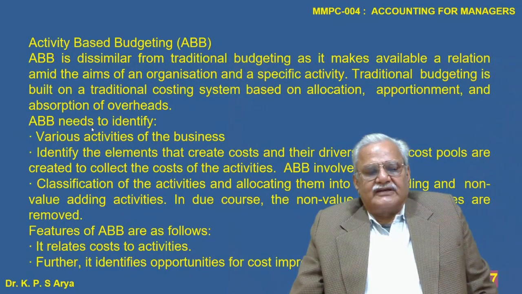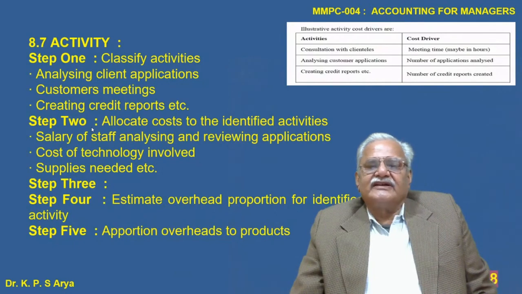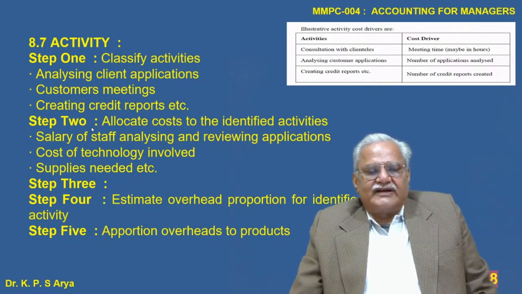Features of ABB are as follows. It relates cost to activities. Further, it identifies opportunities for cost improvement. Step 1, classify activities: analyzing client applications, customer meetings, creating credit reports, etc. Step 2, allocate cost to the identified activities: salary of staff analyzing and reviewing applications, cost of technology involved, supplies needed. Step 3 and step 4 are to estimate the overheads portion for each identified activity. Step 5 is to assign a portion of overheads to products.